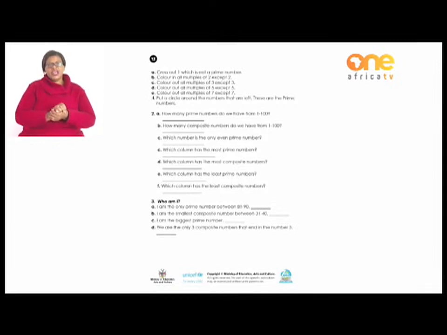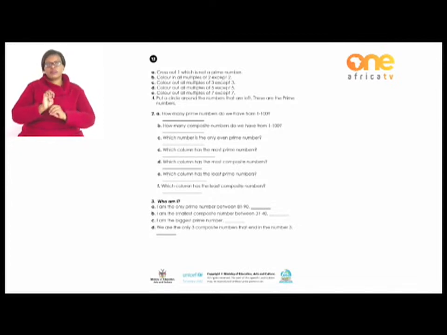Now, once you are done, at least up to E, you're going to notice certain things. You will notice that some numbers are colored and some numbers are not colored. So what does that mean? All the numbers that are not colored are your prime numbers. Okay? And if we look at question F, it says, put a circle around the numbers that are left. In other words, those numbers that are not colored, put a circle around them, in other words, encircle them, because they will be your prime numbers.